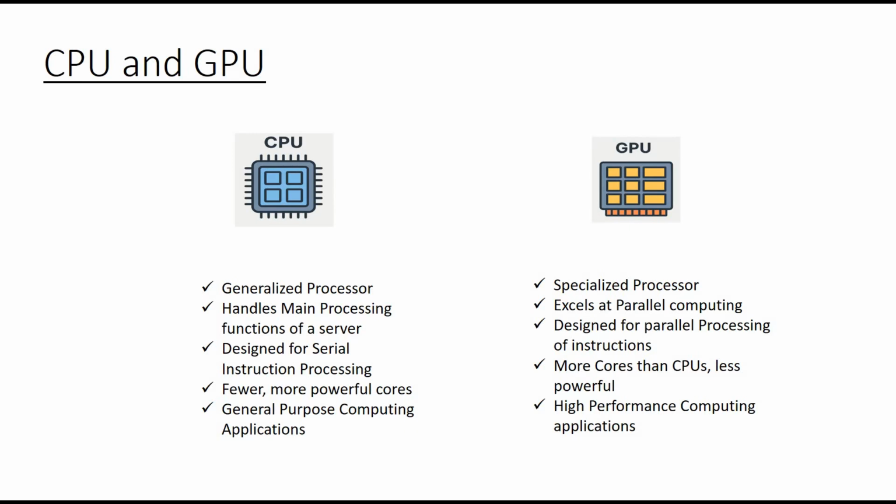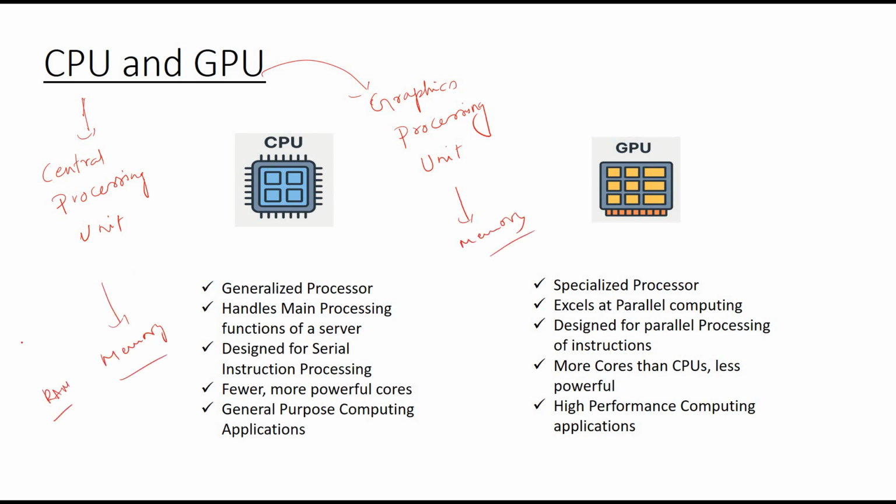Now let us discuss CPU and GPU. CPU means Central Processing Unit and GPU means Graphics Processing Unit. Both CPU and GPU execute instructions from memory. This memory can be RAM or cache. So both CPU and GPU execute instructions by fetching them from cache or memory.